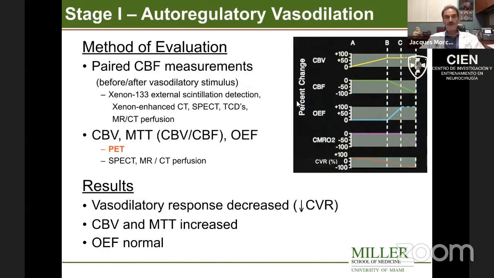And the physiology is very important. So to remind you, stage 1 ischemia is autoregulatory vasodilation. You can see on the graph here what happens. CBV goes up as you vasodilate. CBF stays the same. OEF stays the same. Cerebrovascular resistance goes down. And the way you study this is you can look at CBV, mean transit time, or do paired CBF measurements.